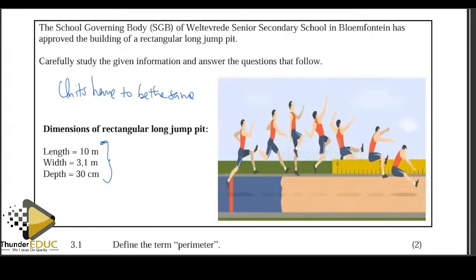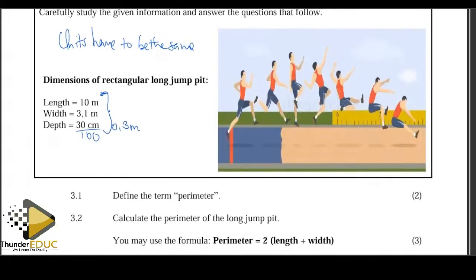Units have to be the same. So looking at this, this is meters, this is centimeters. Let's change the centimeters to meters. We divide by 100, and now we have meters. Okay, let's go to the next question. Define the term perimeter. Perimeter is the total length around a given surface, a given object. If you move around it, it is the total distance around a given object.